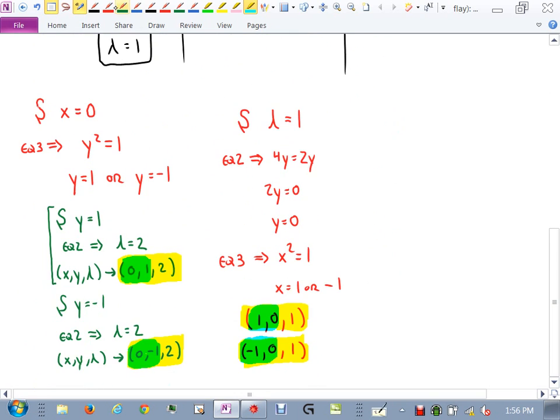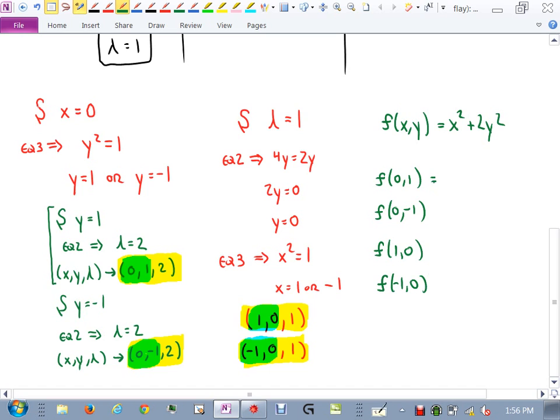So we have f of x, y equals x squared plus 2y squared. And we need to find, first of all, f of 0, 1. Then we have to go f of 0, -1. We have to do f of 1, 0. We have to do f of -1, 0. F of 0, 1 is 2. F of 0, -1 is still 2. F of 1, 0 is 1. F of -1, 0 is still 1.